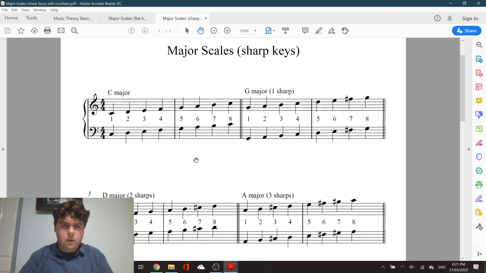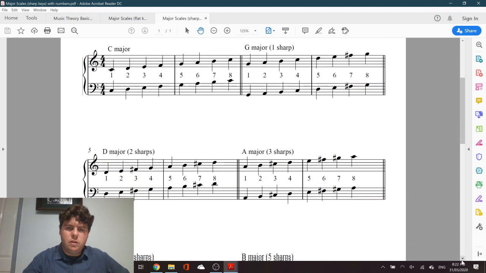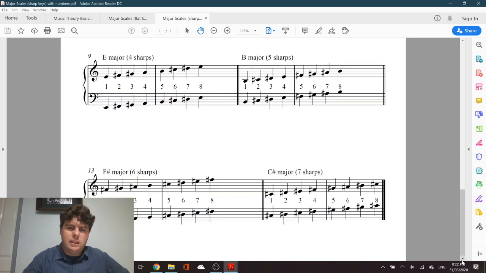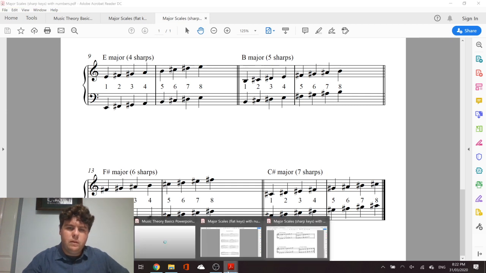So this has just got the major scales written out in order of, so these are all the sharp keys. So for example, C major has no sharps, and then G major has 1 sharp, and then D major has 2 sharps, and then A major has 3 sharps, and so it just keeps adding sharps. And the sharpiest key is C sharp major, which has 7 sharps. Everything is sharp. All the notes are sharp. Let's have a look at the flat keys.